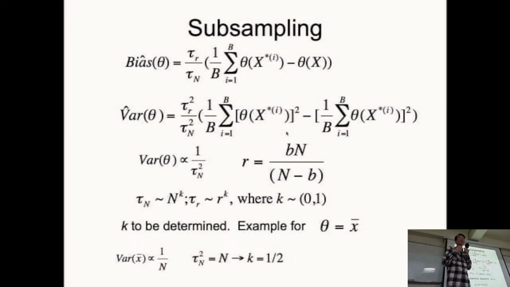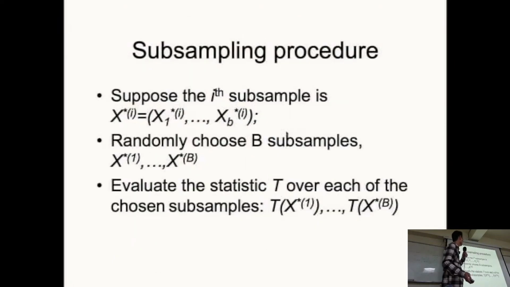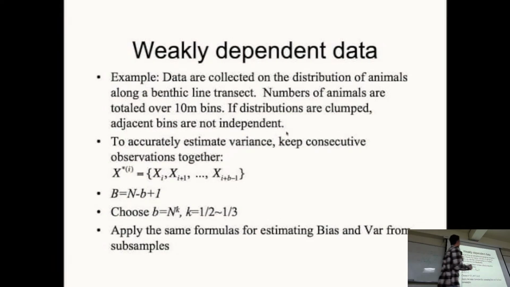But subsampling is very useful for some other purpose that we'll talk about next week. The procedure is not so difficult: you just randomly remove certain numbers and keep the remaining ones, and then you randomly choose these subsamples. Okay. And subsampling is useful for weakly dependent data.